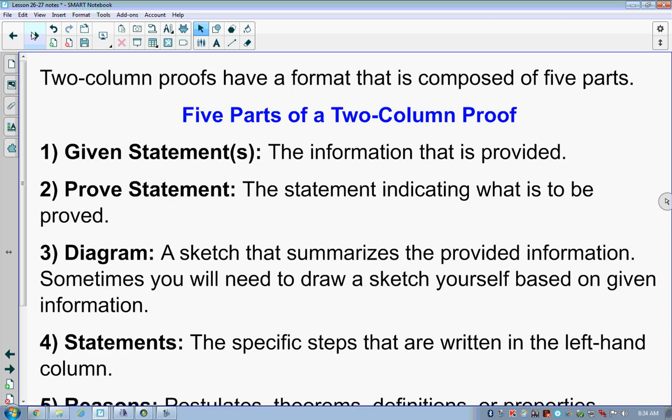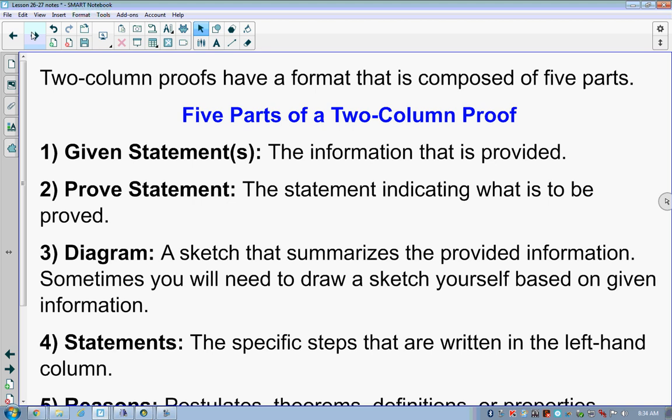They have a format that's composed of 5 parts. Okay, they're not especially difficult, but you're going to have a given statement. So whenever they give you the question, they're going to give you a given statement. That's going to be the first thing that you want to put in your proof. On the left-hand side, you're going to write down the information that they gave you. Your justification on the right-hand side of the two-column proof is the word given.